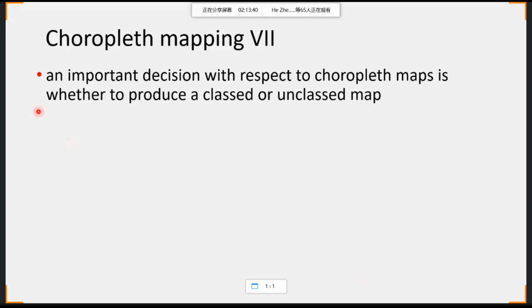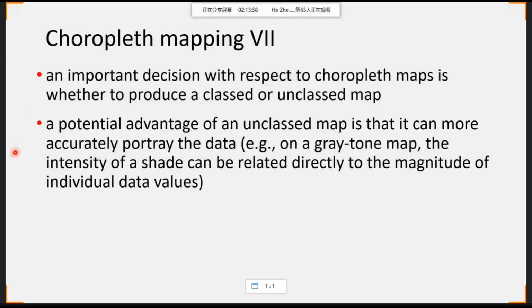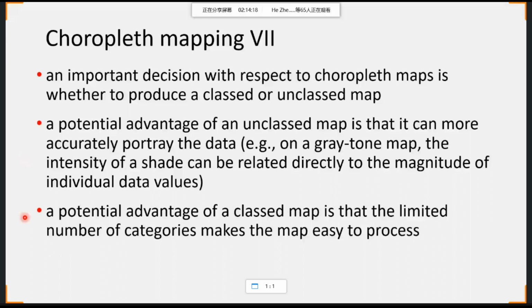Now, after talking about standardization, an important decision with respect to choropleth maps is whether to produce a classed or unclassed map. A potential advantage of an unclassed map is that it can more accurately portray the data. For example, on a gray tone map, the intensity of a shade can be related directly to the magnitude of individual data values. The potential advantage of a classed map is that the limited number of categories makes the map easy to process.